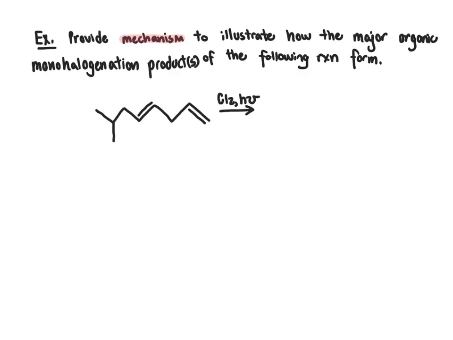Mechanisms are useful because they allow us to walk through and predict what products form, and they help us justify the observations that we make about reactions. For example, they help us justify why we observe the certain regioselectivity that we do. Remember that regioselectivity is referring to the preference for making certain constitutional isomers over other possible constitutional isomers. So we're going to try to go through a step-by-step mechanism to predict the major organic products of this reaction and to show how those form. So let's go ahead and do that.